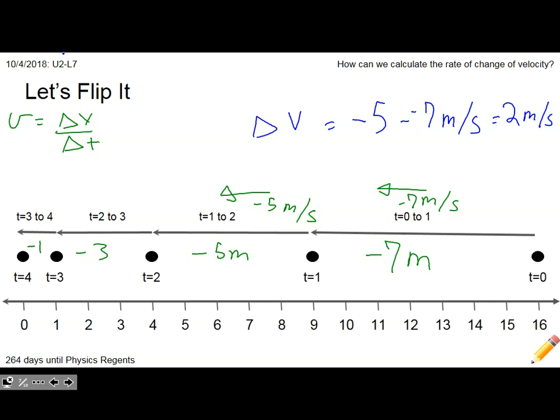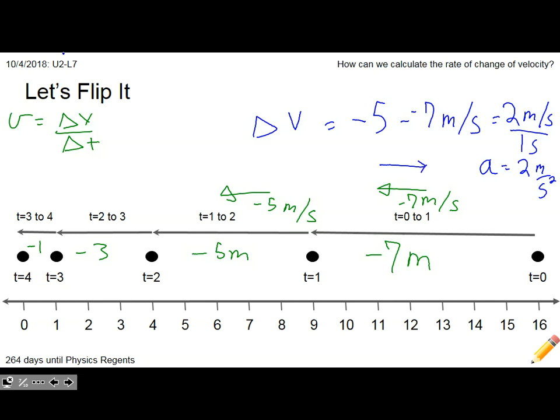All right. And then if I want to turn that into acceleration, what do I have to do next? Divide by what? How much time should I divide it by? How much time? 1 second. Okay. So I get that the acceleration is 2 meters per second squared. What direction does it point? Left or right? It's a positive, so it points to the right.